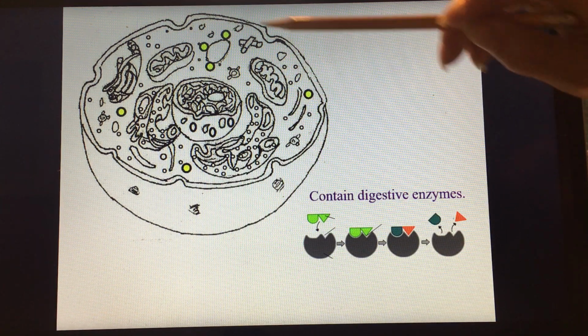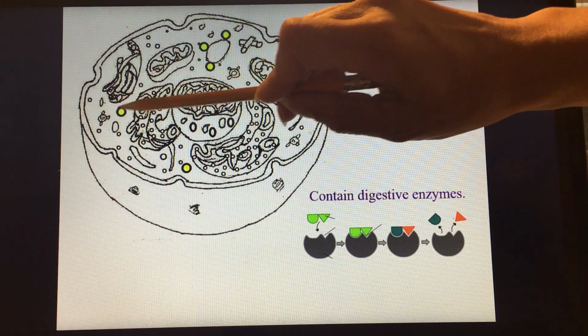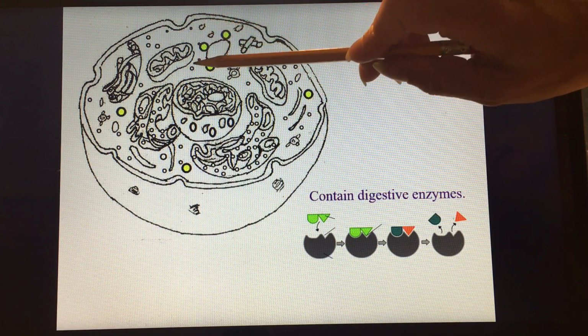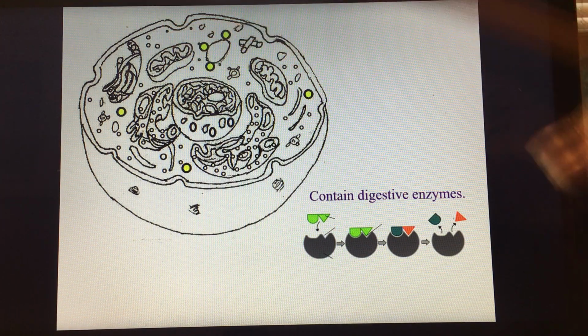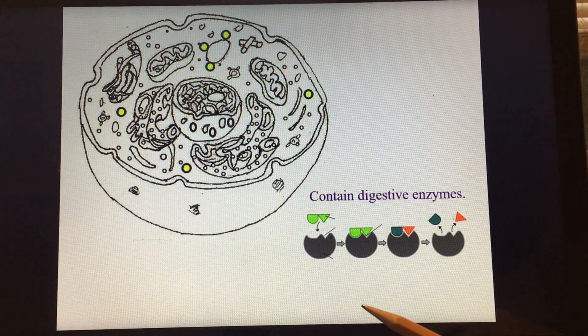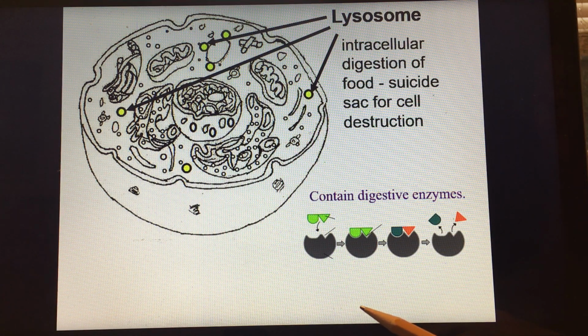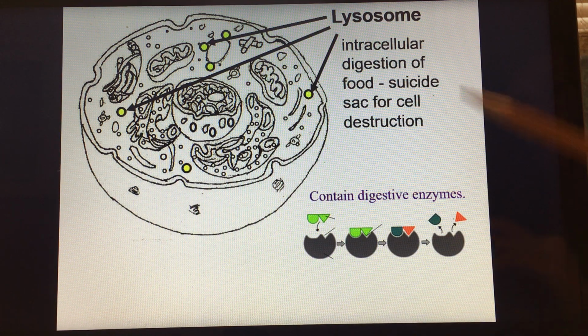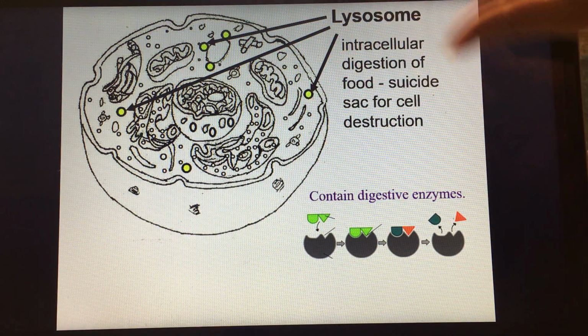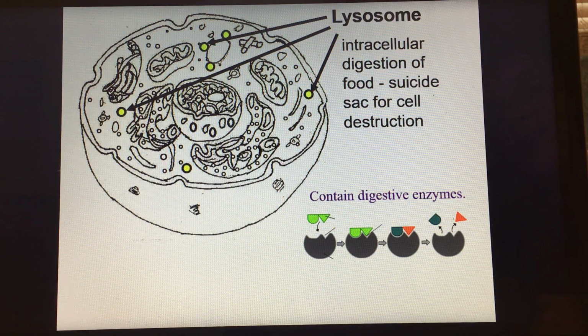Now, these yellow structures right here are bigger than the ribosomes, and they're like little phospholipid bubbles filled with digestive enzymes. And they are referred to as lysosomes. Lys means destroy, some means body, so they're destroying bodies. Now, they have a couple different functions. They're for intracellular digestion of food, and they are the suicide sac for cell destruction. So sometimes they'll just open up and release enough enzymes to digest the entire cell from the inside out.